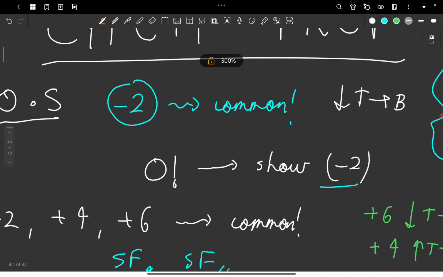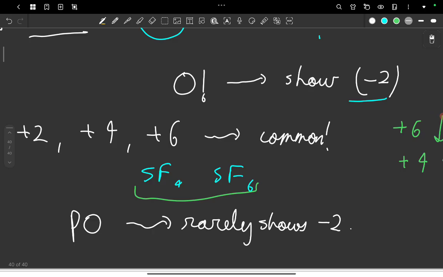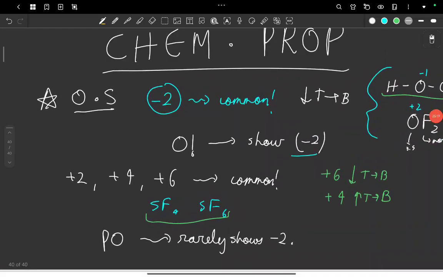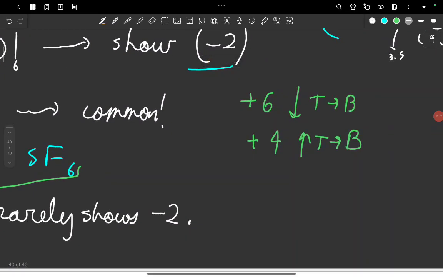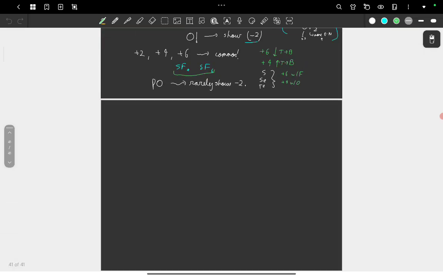Polonium rarely shows minus 2. Just remember this as a point. And one last thing, sulfur, selenium, and tellurium show plus 6 with fluorine and plus 4 with oxygen. This was about the oxidation states.